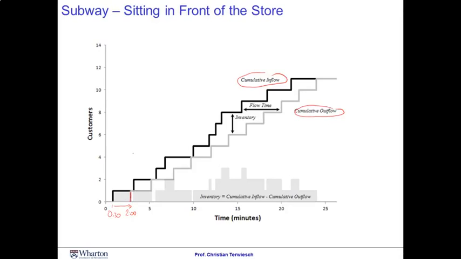If you look at our two graphs, you can see a couple of interesting things. The vertical distance between our graphs is the number of customers currently in the restaurant. These are customers that went in but have not yet come out of the restaurant. The horizontal difference between our lines is the amount of time the customer spent in the restaurant.